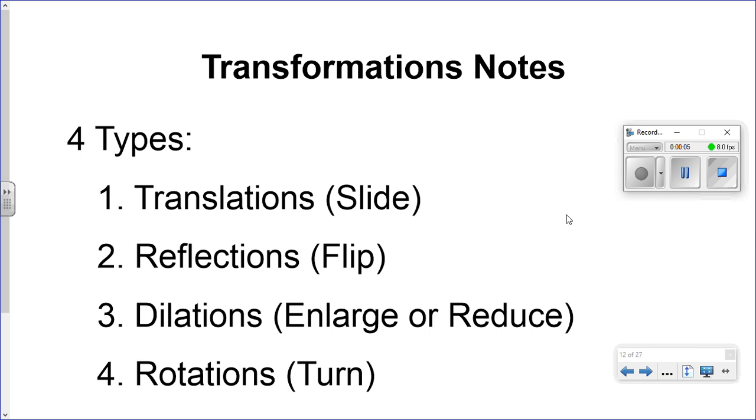Alright, so we're going to start talking about transformations, and there are four types of transformations we're going to talk about. Them being translations, which are a slide. The second one is a reflection, which is a flip across a line. A dilation is when we enlarge or reduce a figure by a particular scale factor. And a rotation is when we turn the figure either clockwise or counterclockwise some degrees. This video is going to cover number one, which is translations.